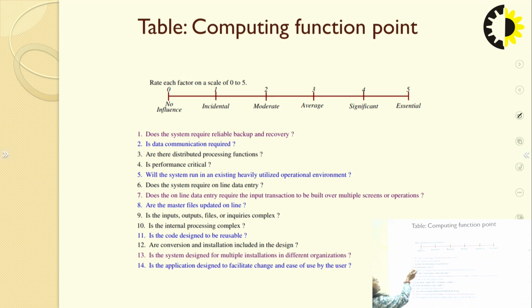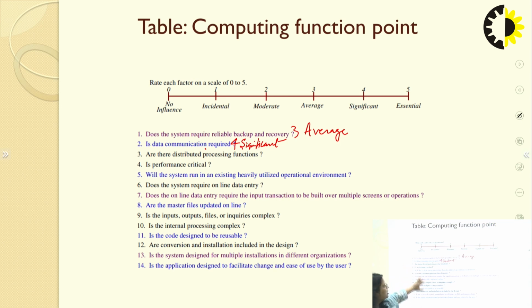Questions are like, does the system require reliable backup and recovery? The customer will give the answer. If they say, I need average backup and recovery, then it is average, which means they will rate it 3. Is data communication required? The customer answers, I need significant data communication. It means the customer is giving 4 for this answer.